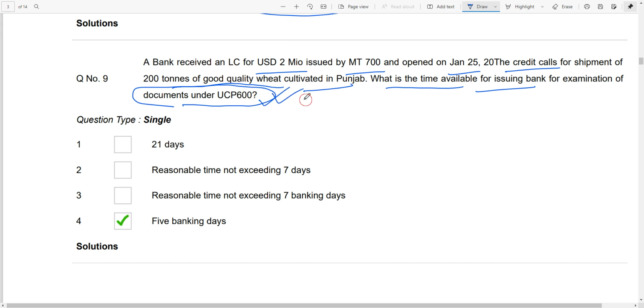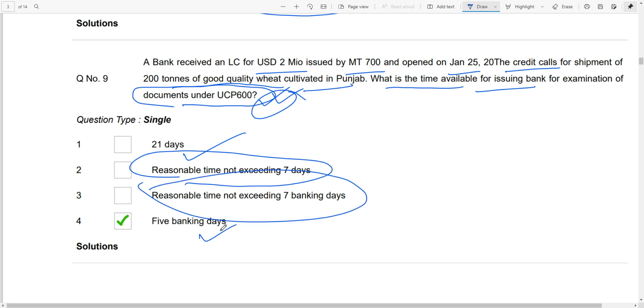So how much time is available for the issuing bank to examine the documents under UCP 600? Options are 21 days, reasonable time not exceeding 7 days, reasonable time not exceeding 7 banking days, and 5 banking days. The correct answer is 5 banking days. So the issuing bank has 5 banking days to check the documents under UCP 600. Okay, fine. Moving to the next question.